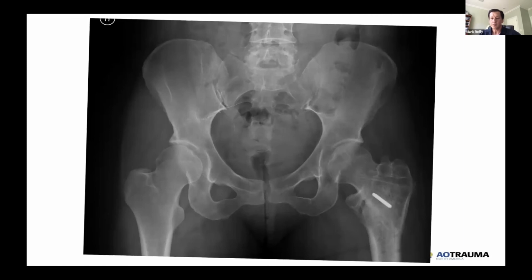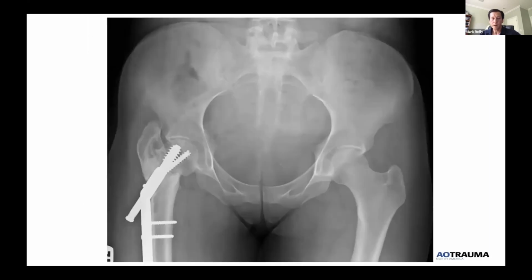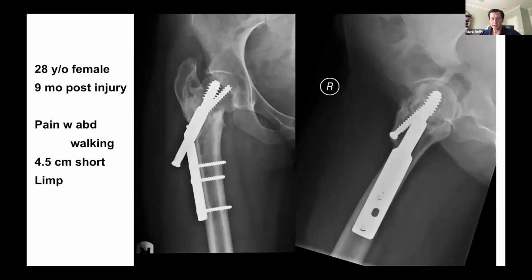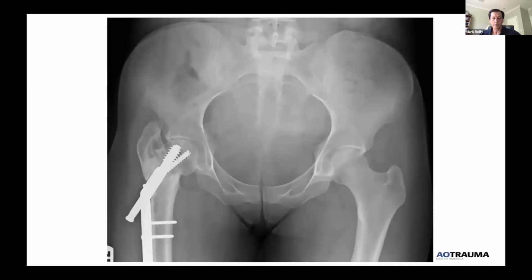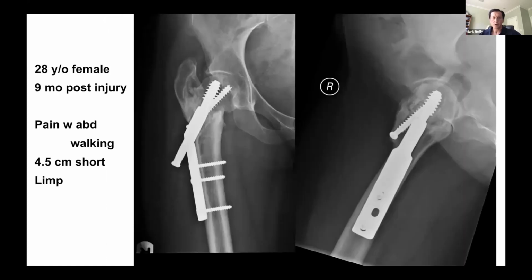I should have ended up with compressible surfaces and not relied on a neutralizing implant with bone graft to heal an osteotomy. So, lesson learned. This is a 28-year-old female who presented with this x-ray. She is about 9 months after injury.